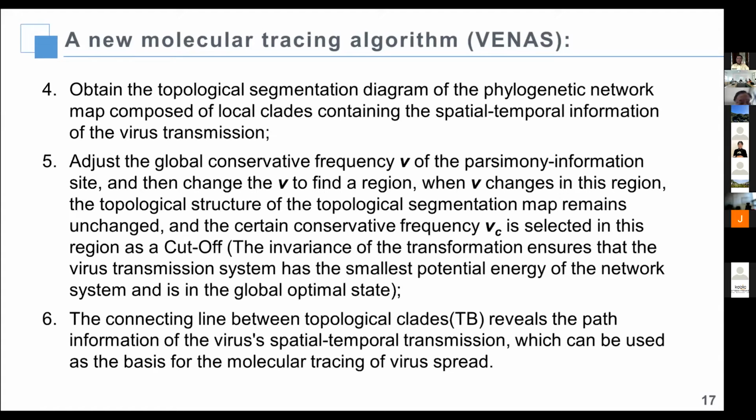And then the invariance of the transformation ensures that the virus transmission system has a small potential energy of the network system and is in the global optimal state. Okay, then the connecting lines between or among topological classes reveal the path information of the virus spatial temporal transmission, which can be used as the basis for molecular tracing of the virus spread.